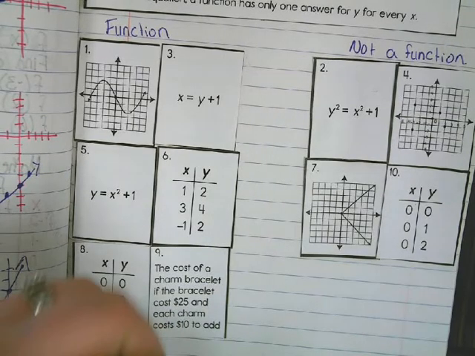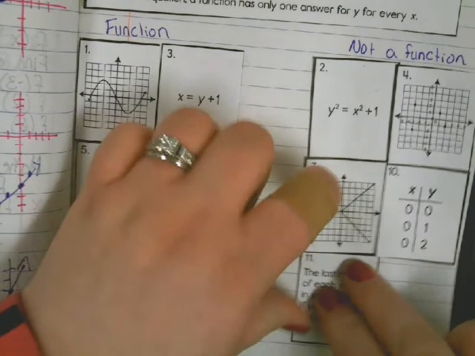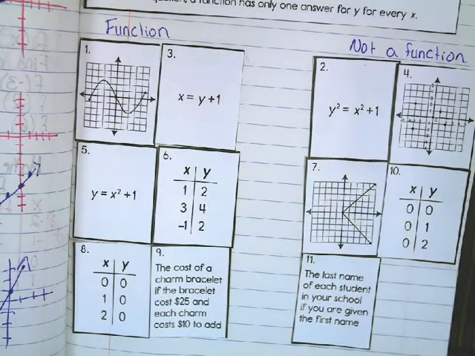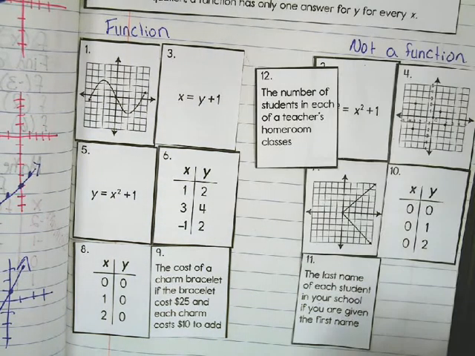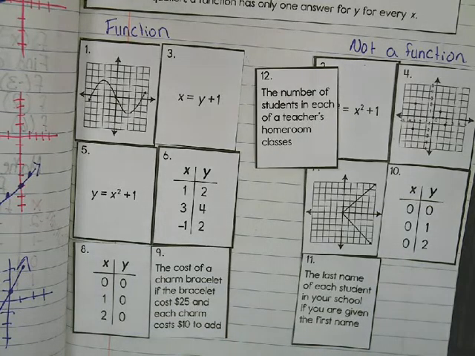Okay, and number 12, the number of students in each of a teacher's homeroom classes. So could my homeroom and Mrs. Wright's homeroom have the same number? Yes, so it's going to repeat. So is it a function? No.